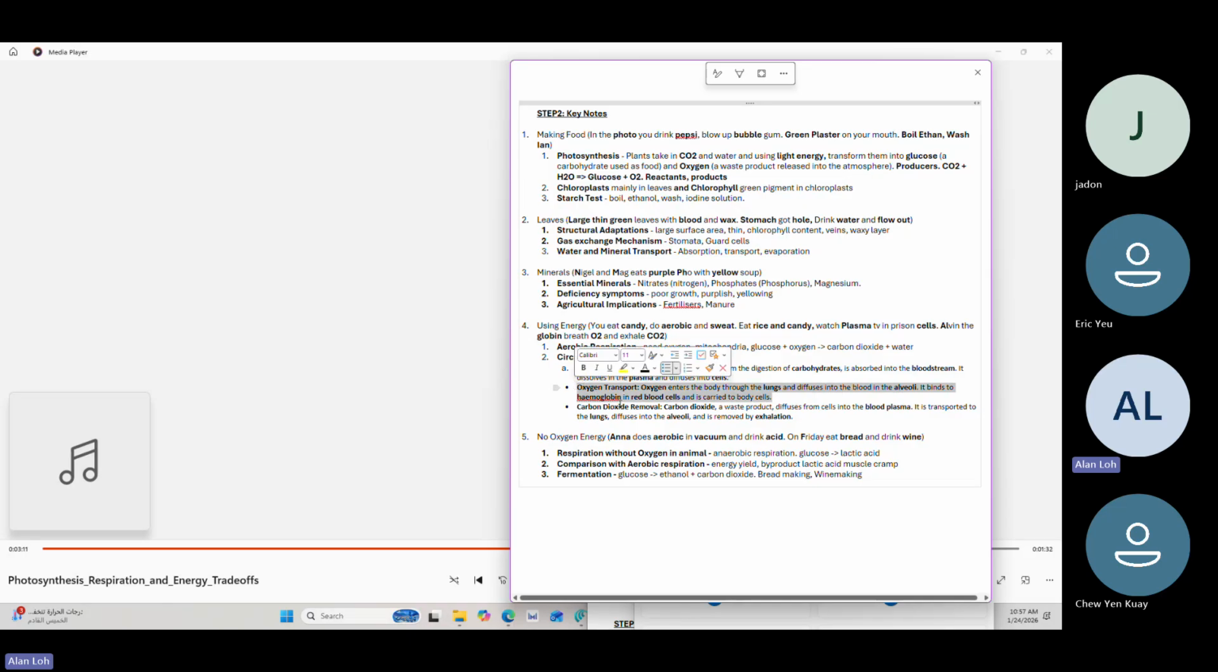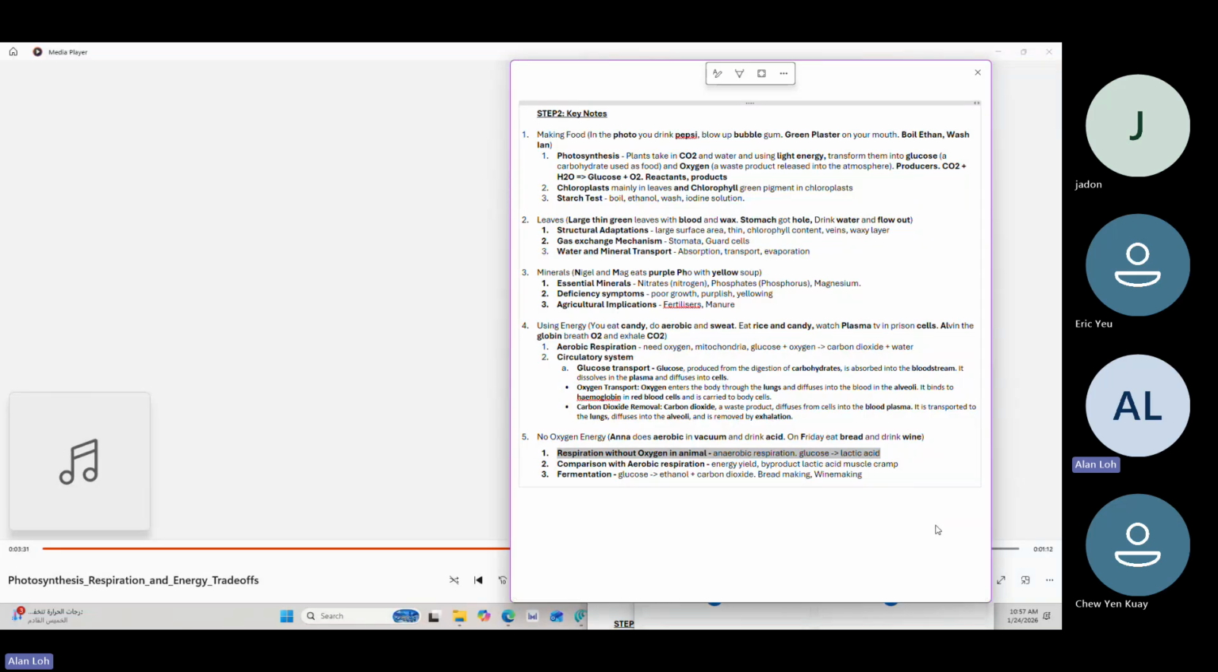Exactly. Which is why cells with high energy demands, like your muscle cells, are just packed with mitochondria. It all makes sense. But sometimes, say, during a sprint, demand can just outstrip the oxygen supply. And the body has a backup plan for that. Anaerobic respiration. No oxygen energy. This is the big compromise, isn't it? It is a major trade-off.